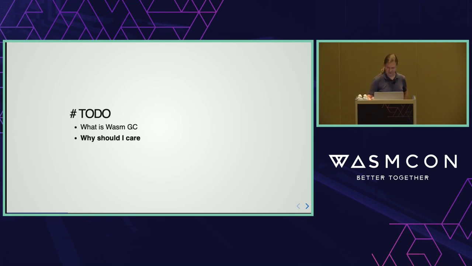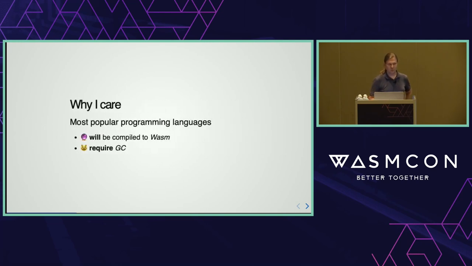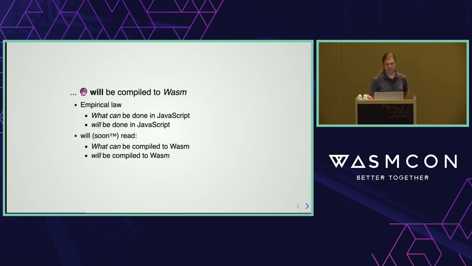Because the talk is named, what is Wasm GC and why should I care? So why do I care personally? Most popular programming languages will be compiled to Wasm, as I predict, and they require garbage collection. There's an empirical law that says what can be done in JavaScript will be done in JavaScript. I predict we'll soon read: what can be compiled to Wasm will be compiled to Wasm.